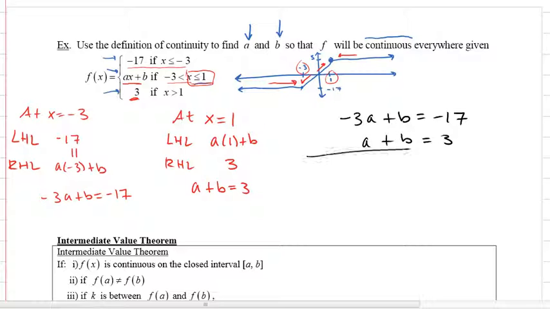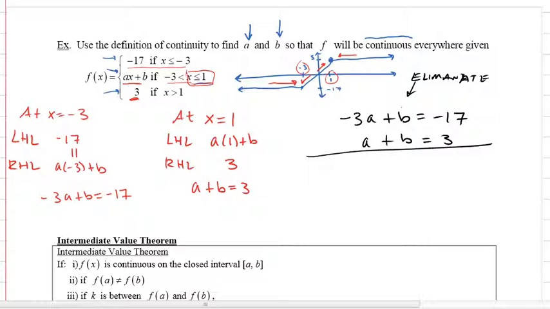Now, I can add up and down, but I'm still stuck with two unknowns. So I have to eliminate a variable. And the easiest one to eliminate, okay? The easiest one to eliminate is the b part.